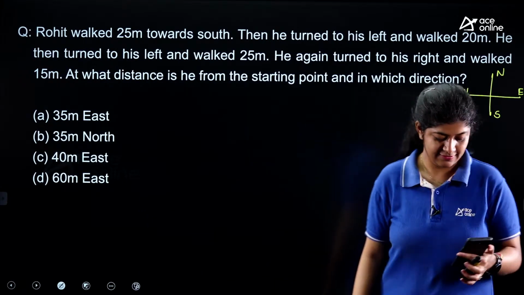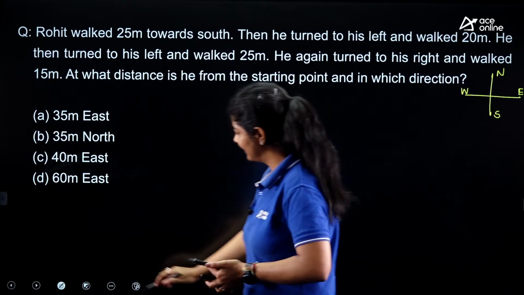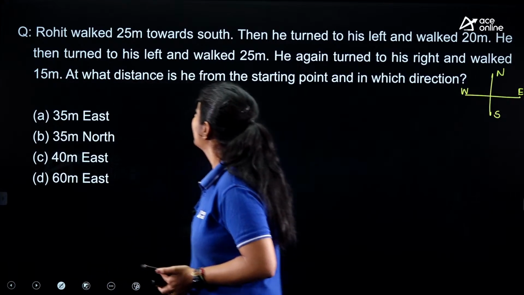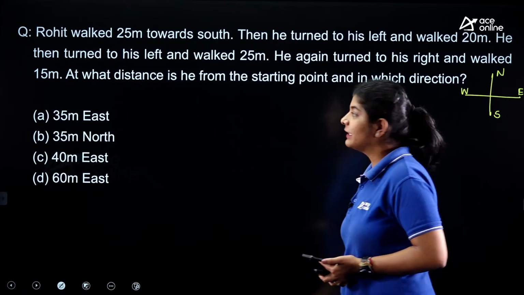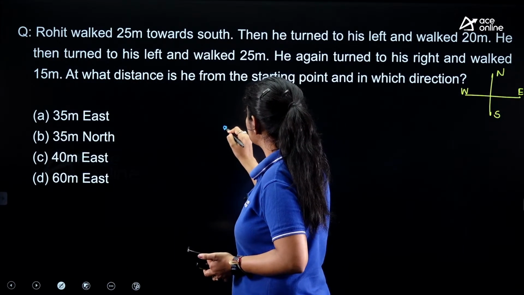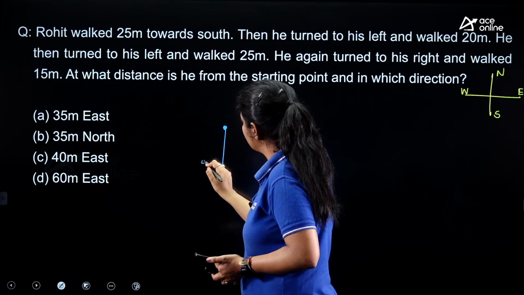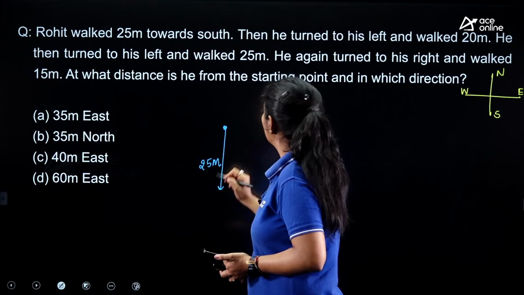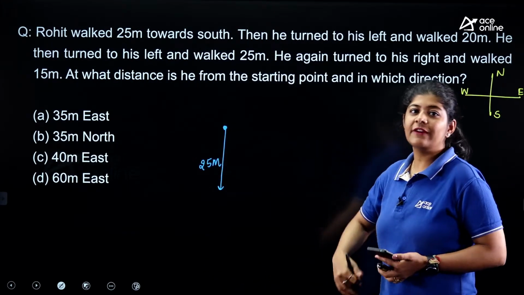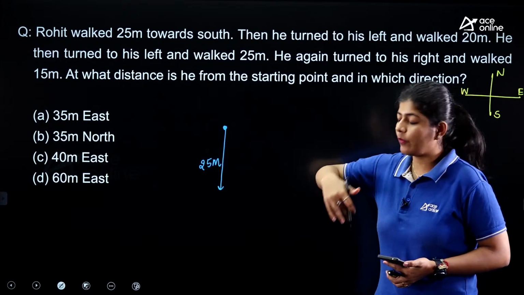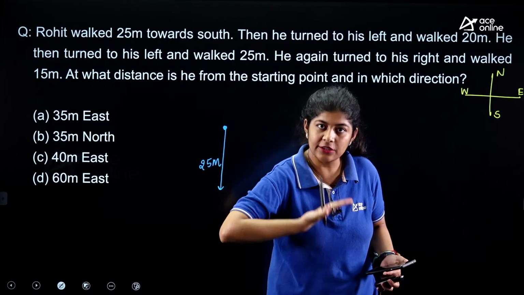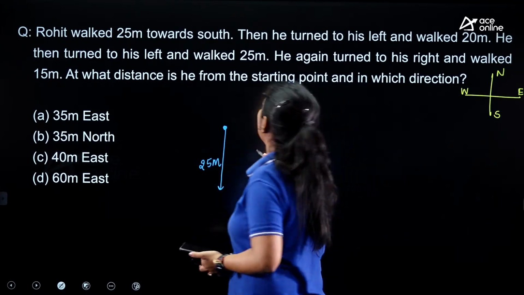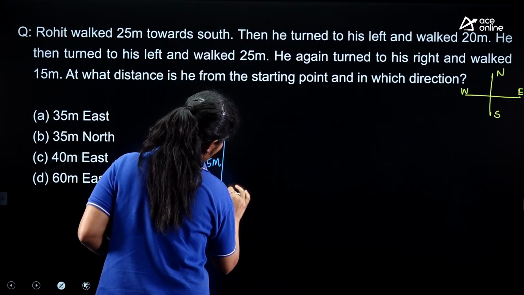Option number A. Is it that easy? Okay, let's see. Rohit walked 20 meters towards south. Let's suppose this is the starting point, 25 meters south. Then he turned left. Left means we need to move in the anti-clockwise direction. If this is the one, then I need to move in this direction, right? And he walked 20 more meters.